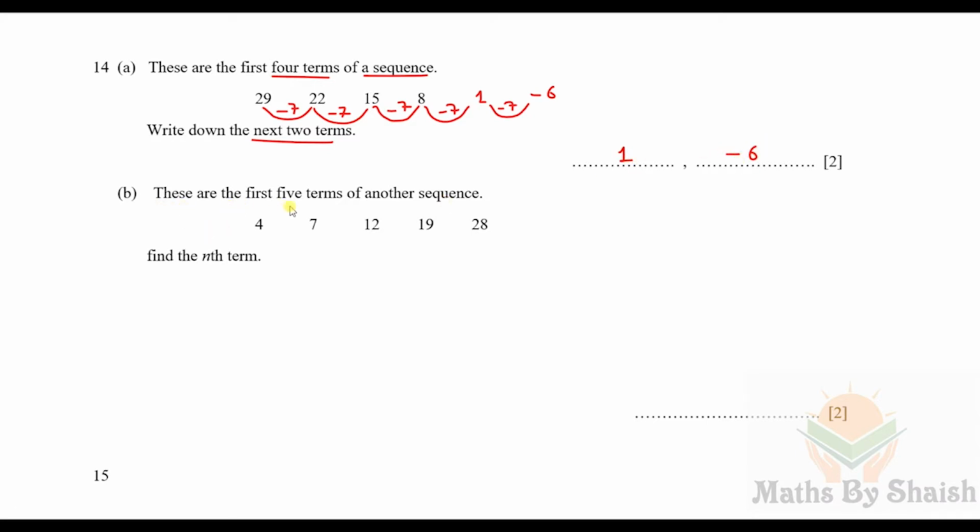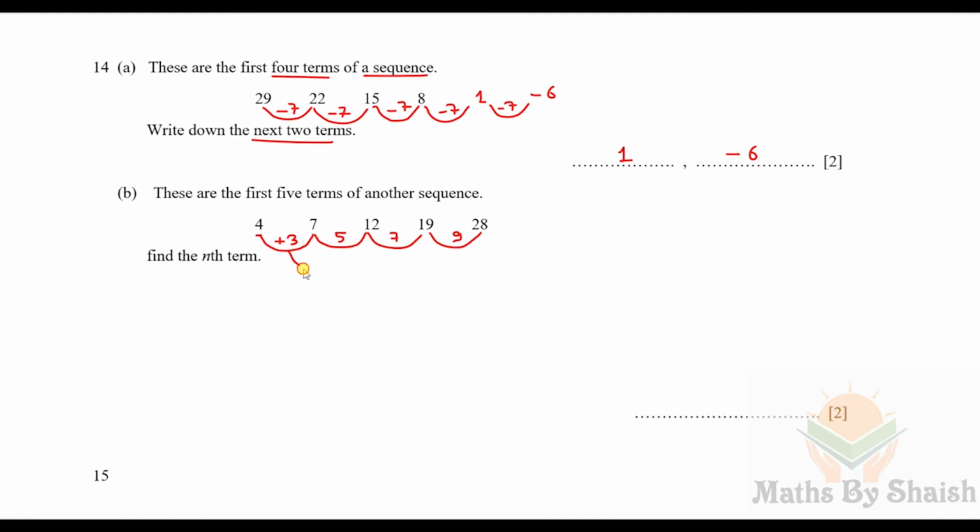So B part, these are the first five terms of another sequence. Find the nth term. 4, 7, 12, 19, 28. So if we see the difference, it is going to be plus 3, 7. This is 5. This is 7, and 19 plus 9 is 28.